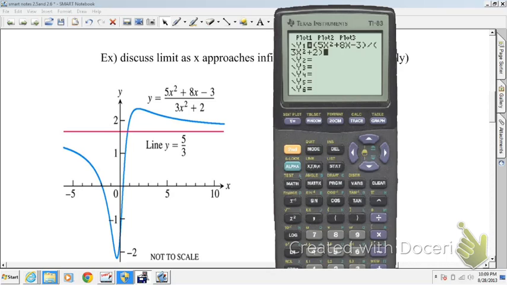Okay, take a look. I always like to do zoom 6, my standard window. And there we are. Now what you can do is use the trace feature of your calculator to help you verify what's going on as x becomes larger and larger. So I just let that trace on out. I hit trace and move the right arrow key all the way out. My x's are becoming bigger and bigger, and look what's happening to my y values.